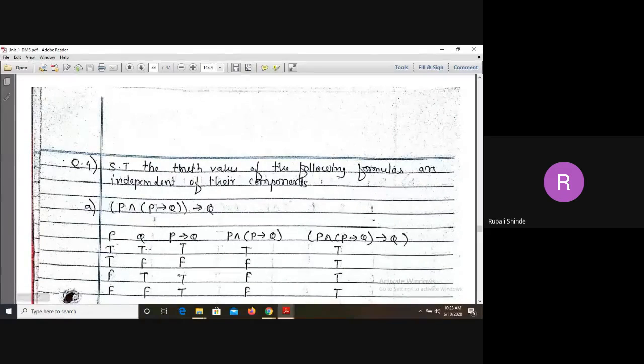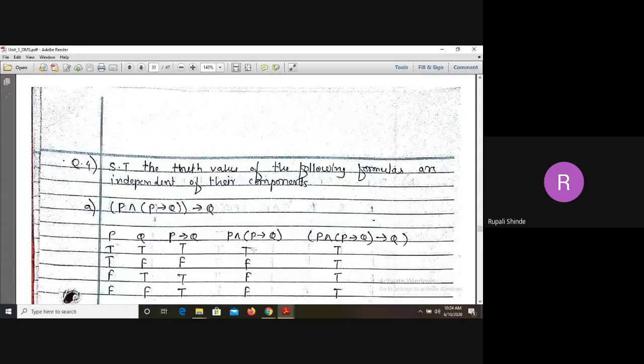Now find the truth table. For the conditional, when P has truth value T and Q is false, only then is the final value false. Remaining it is true. Then we take the conjunction between P and P conditional Q. For the conjunction, when both have truth value T, only then is the final value T. So P is T and P conditional Q is T, so the final value is T, and for the rest of the fields it is false.